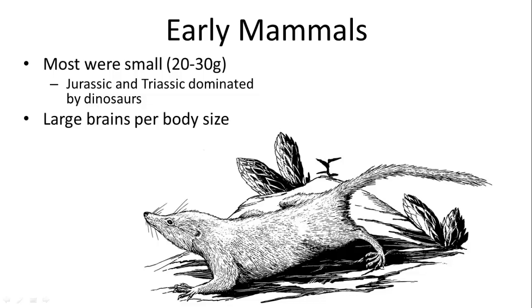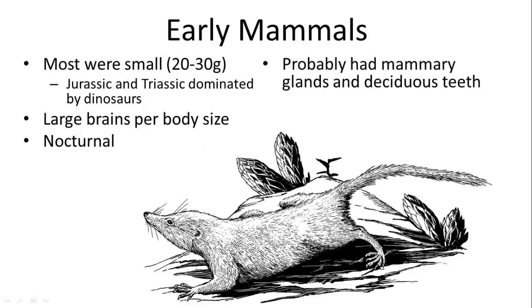They also had large brains per body size, which allowed them to be more intelligent. They were mostly nocturnal, so fulfilling niches which were otherwise diurnal in dinosaurs. They probably had mammary glands and deciduous teeth, but we don't know. These don't fossilize as well or at all. And it's still unknown whether they gave live birth or laid eggs.